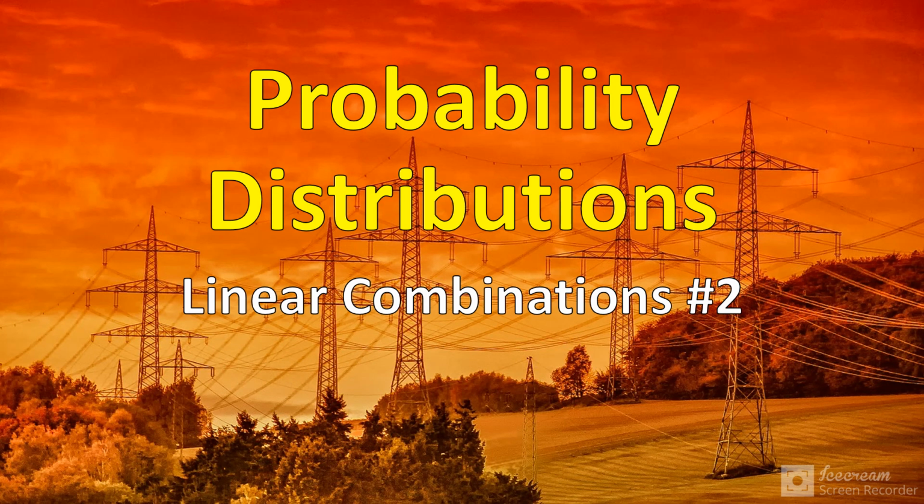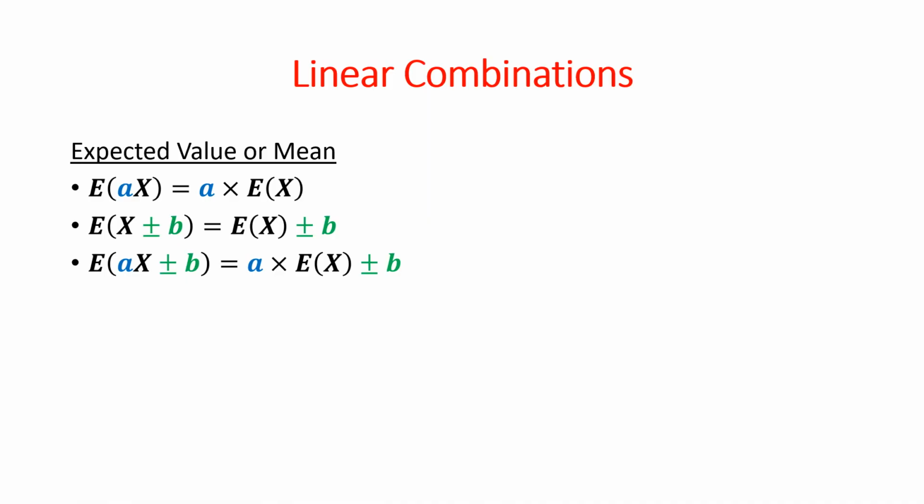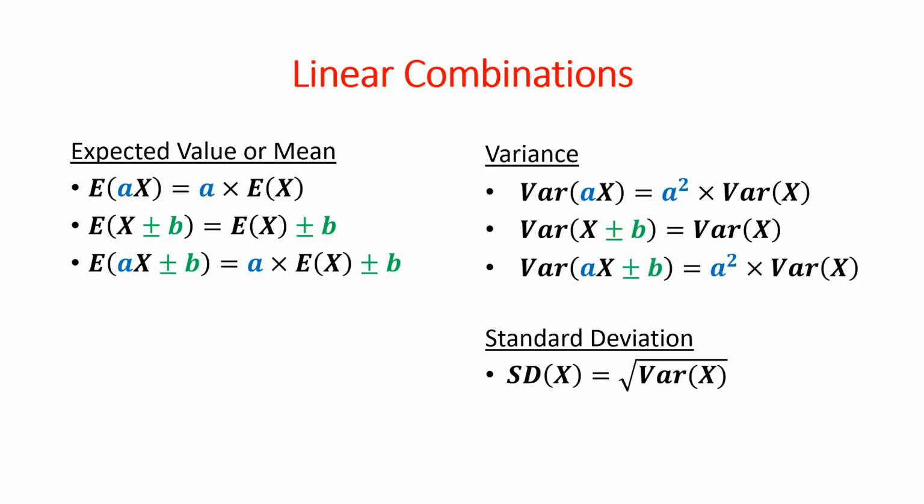Hi, welcome to our next Level 3 probability distributions video. We're going to continue talking linear combinations. Now in the last video we talked about the expected value or mean, and we added or multiplied numbers by the x and created new expected values or means. We're going to do the same trick, but we're going to use the variance or standard deviation.